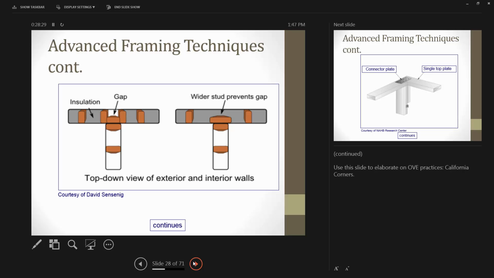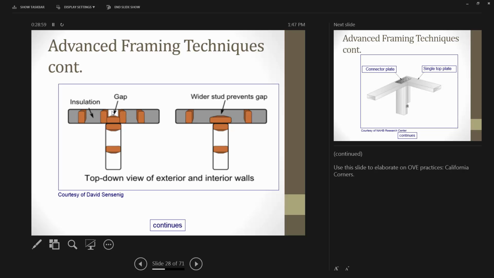None of these are real rocket science concepts, but it's good to understand. Again, here's another one. On the left-hand side, you've got a partition wall where an interior wall is connecting to an exterior wall, and that common 3-stud partition, that's how I learned how to frame. That's how I framed for 20 years until I learned about advanced framing.